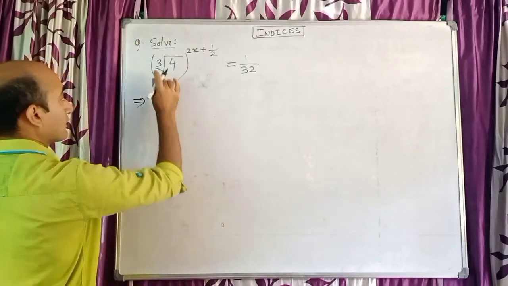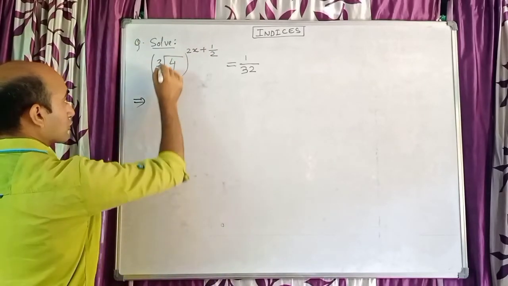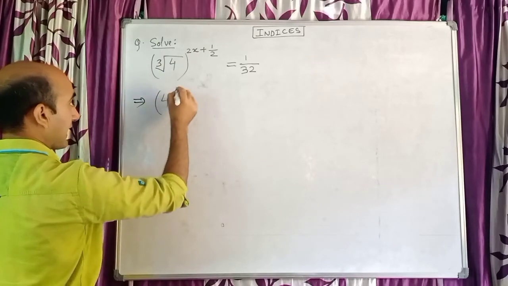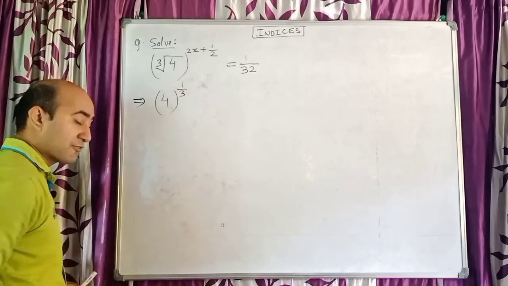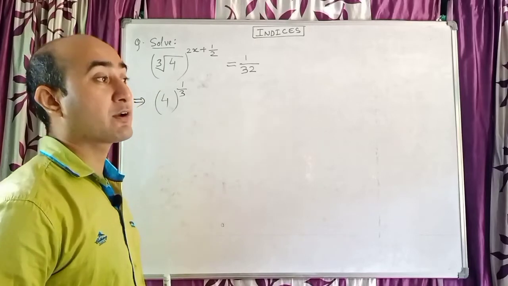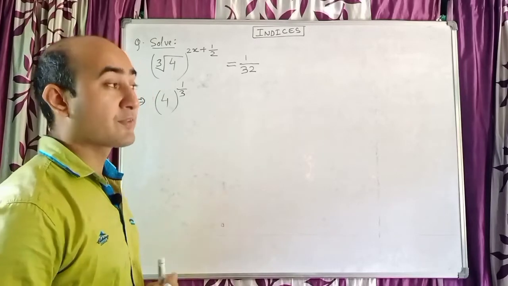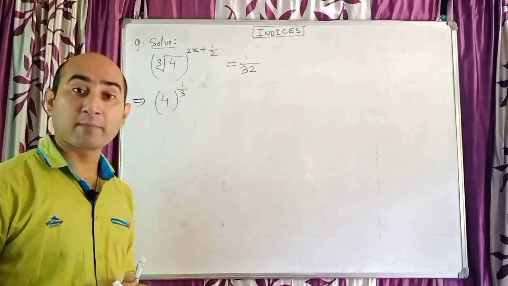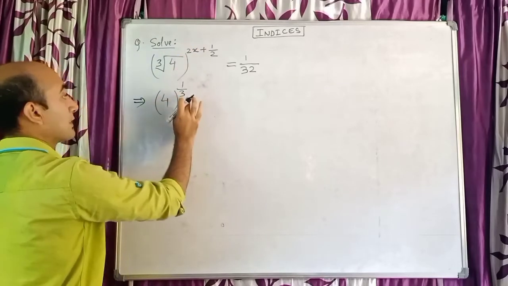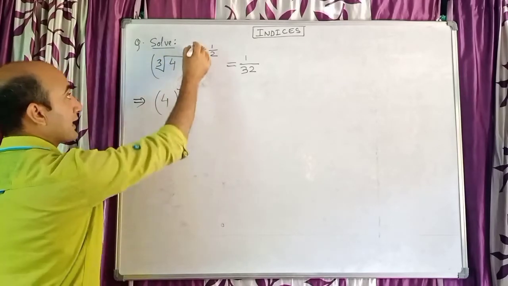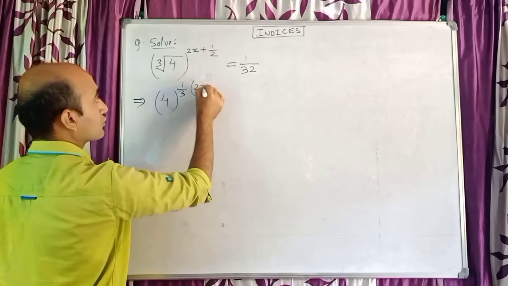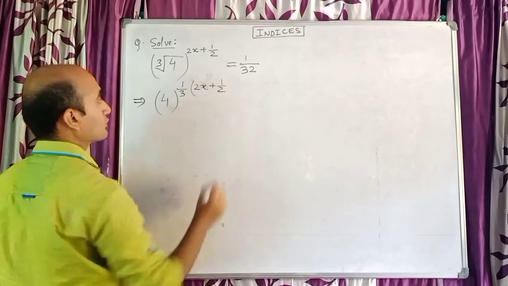First of all you remove this cube root. To remove the cube root, you write 4 and write power 1 by 3. I have said in my formula list, when there is a cube root, you write power 1 by 3 and the cube root is removed. When there is a square root, you write power 1 by 2 and the root over is removed. So here this cube root is removed because I wrote 1 by 3, and my external power already available is 2x plus 1 by 2.